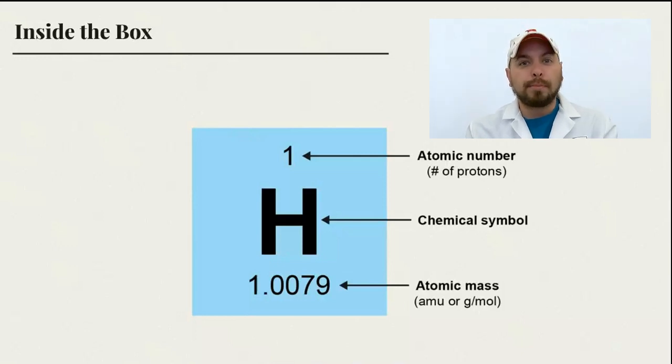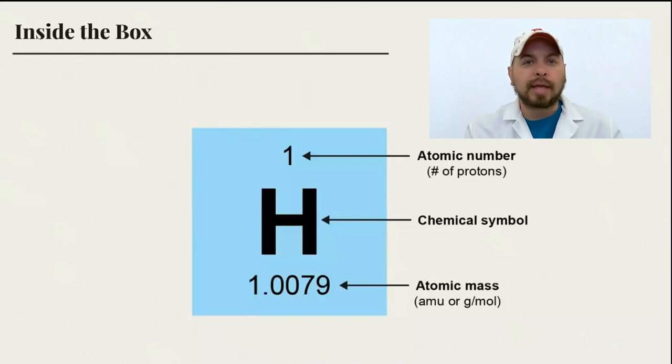So 1 proton in the nucleus is always a hydrogen atom. The second number, which is often not a whole number and often has decimal places after it, is the atomic mass or atomic weight. We are going to measure this in 2 units. One is going to be AMU, which is atomic mass units. And secondly, in molar mass, which is grams per mole.